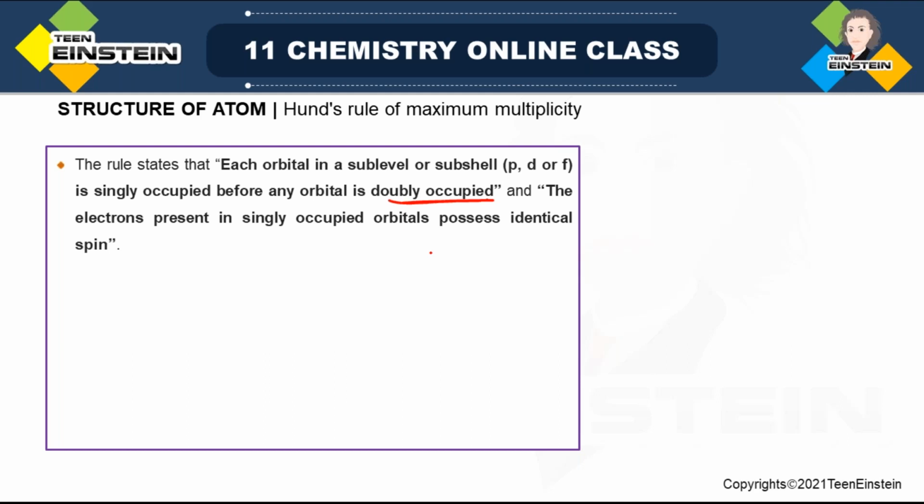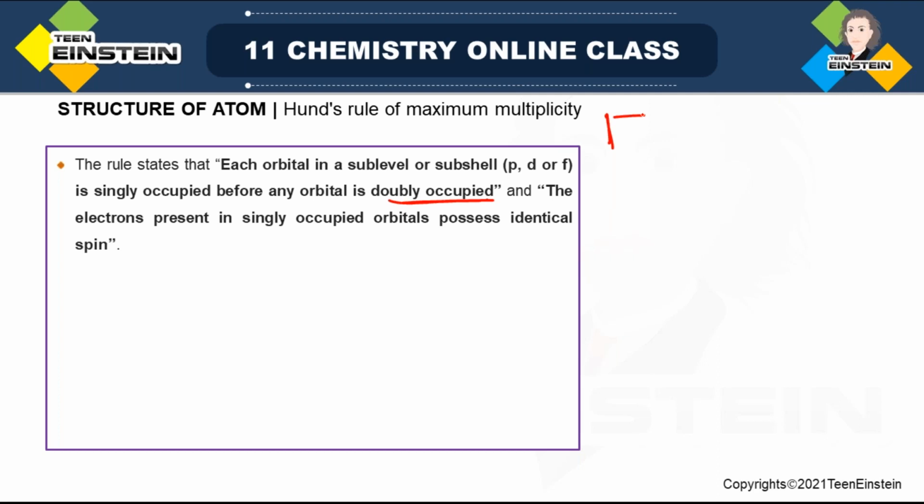You can also say it in another way: electrons present in singly occupied orbitals possess identical spin. Actually, that is not a different way. I mean to say, in most books or study material, you will find the first statement, that each orbital in a sublevel or subshell.